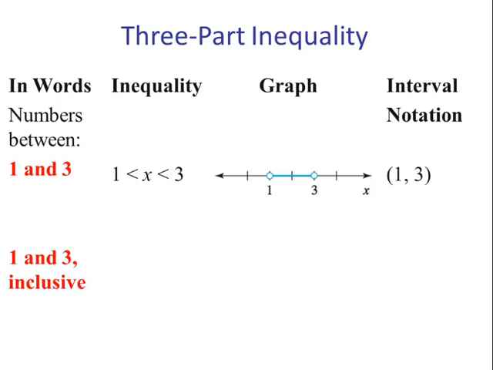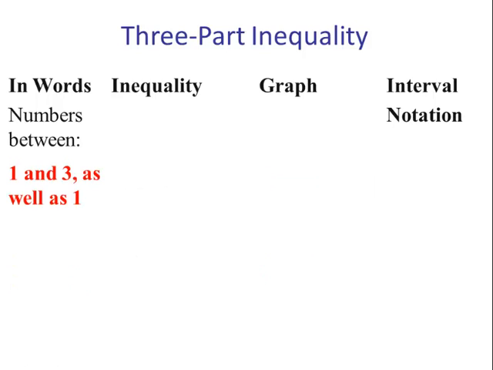If we say 1 and 3 inclusive, then our inequality changes. We include 1 and we include 3. The graph now would have solid circles at the endpoints. In interval notation, we would use brackets. If we say numbers between 1 and 3 as well as 1, the inequality would change to include 1. The graph would have a solid circle at 1 and an open circle at 3. And our interval notation would change to a bracket for the 1 and still have an open parenthesis for the 3.